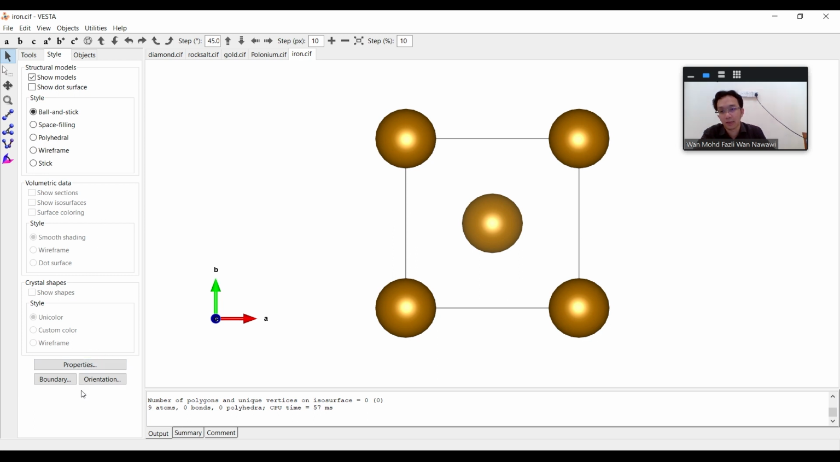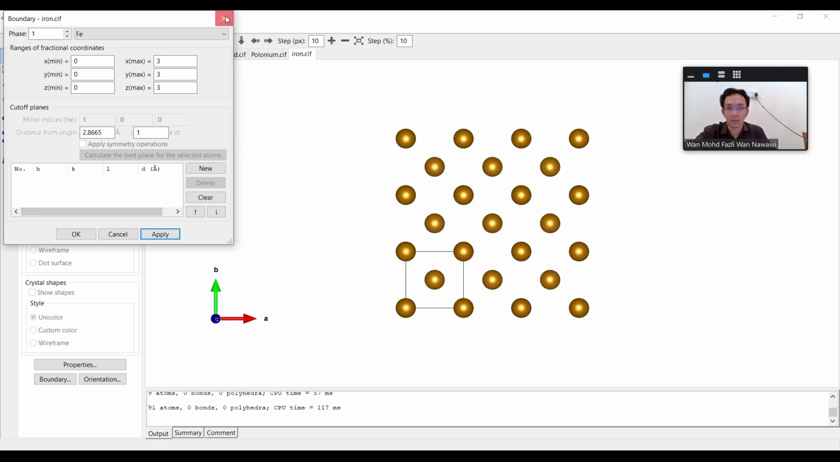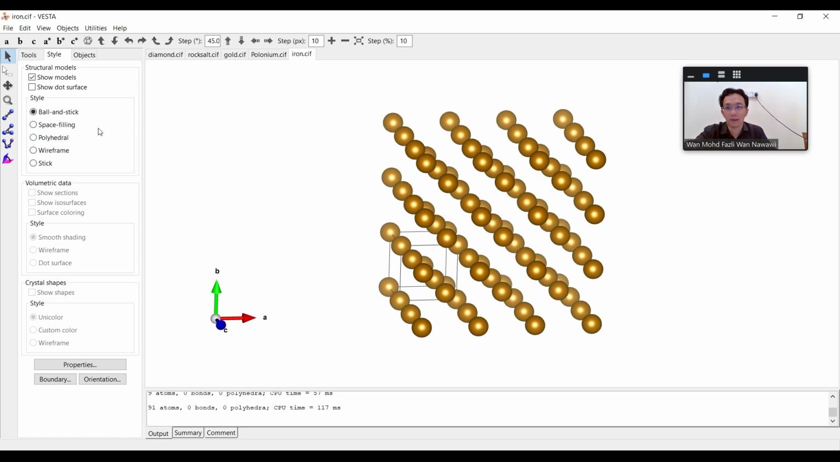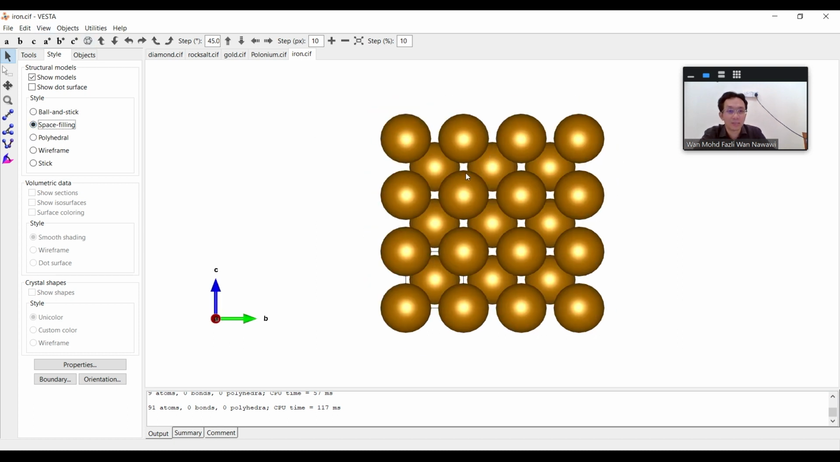Let's say I take a lot more. I make it 3, 3, 3, apply. So you get something like this. And then if I make it space filling and I see it from the front, you can see there are still holes there. You can see there are holes here, here, here. So it's not dense.